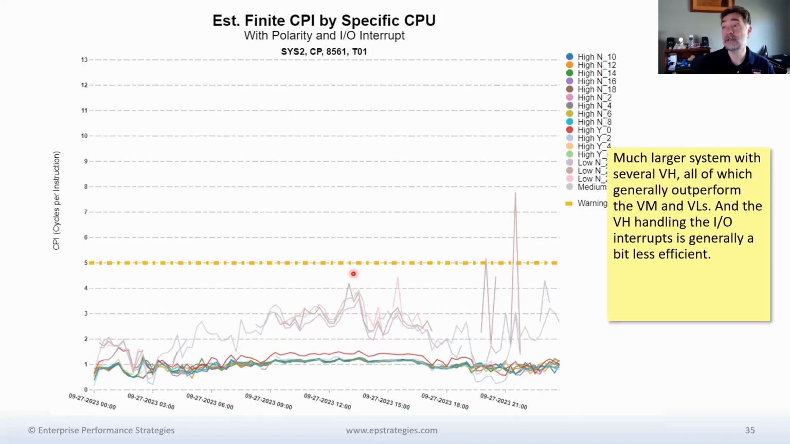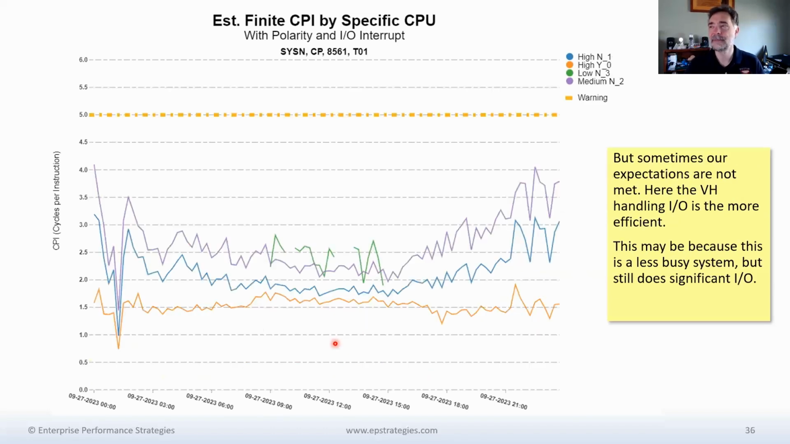Now here we have a much larger system, so we have multiple vertical highs, a few vertical lows, and a vertical medium here. And the interesting part here is that we start to see this striation that we would actually expect to see, right? So down here we have the vertical highs. We have one vertical high, this red one here, that looks like it's a little bit different. And the reason it's a little bit different is it's processing most of the IO interrupts. Okay, and then you have the mediums and the lows up here. So definitely more like what we'd actually expect to see.